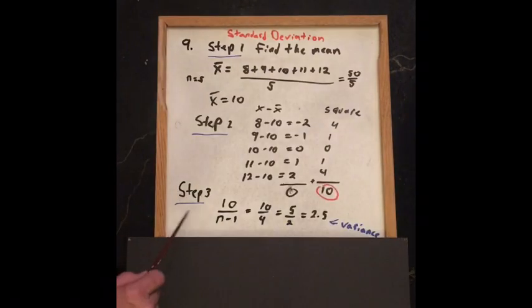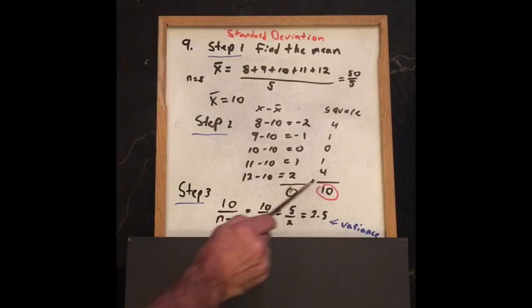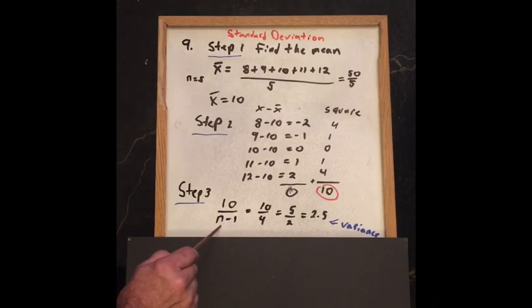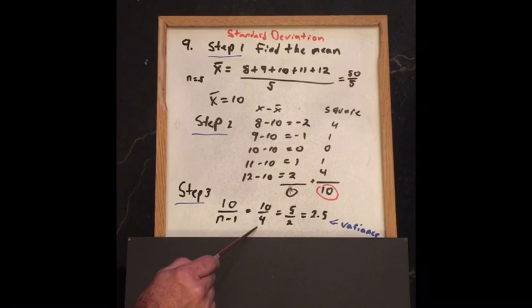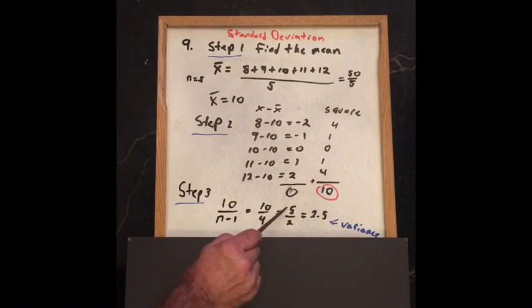Step 3 is we're going to take that number and divide by 1 less than the number of data points. So n is 5, so we'll be dividing by 4. Reduces down to 5 over 2, which is 2.5, and this is called the variance.